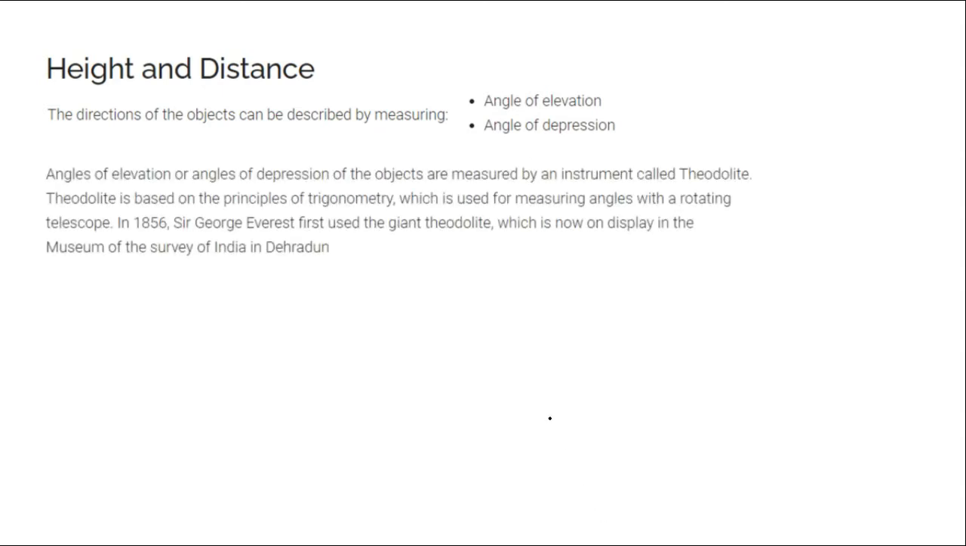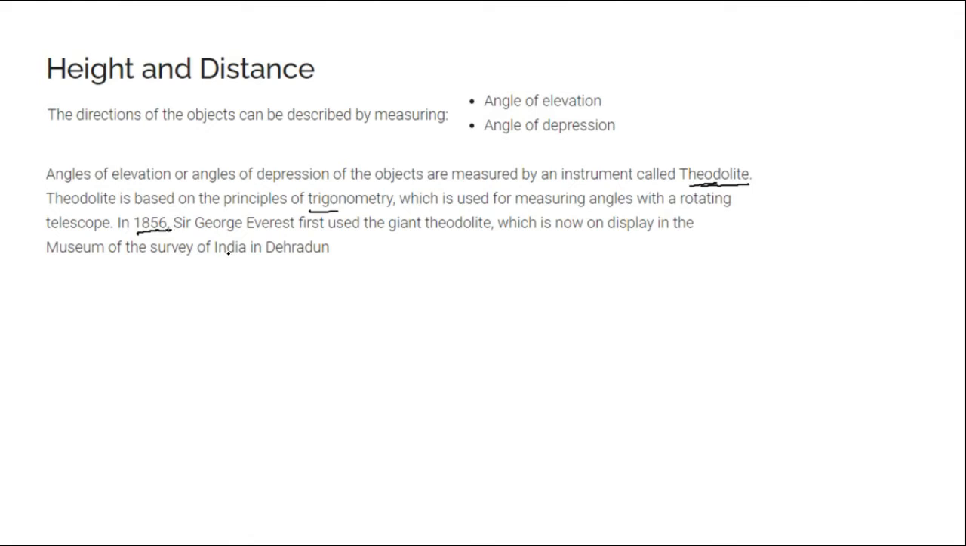Heights and distances. The direction of the objects can be described by measuring two important quantities called angle of elevation and angle of depression. The angle of elevation or angle of depression of the object is measured by an instrument called a theodolite. The theodolite is based on the principles of trigonometry, and is used for measuring angles with a rotating telescope.